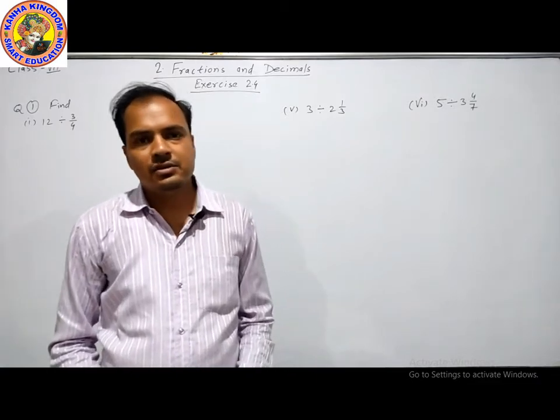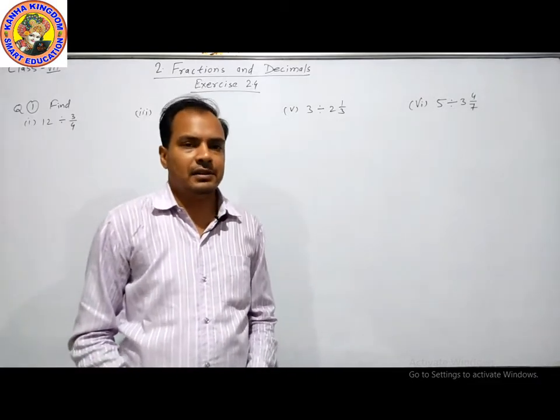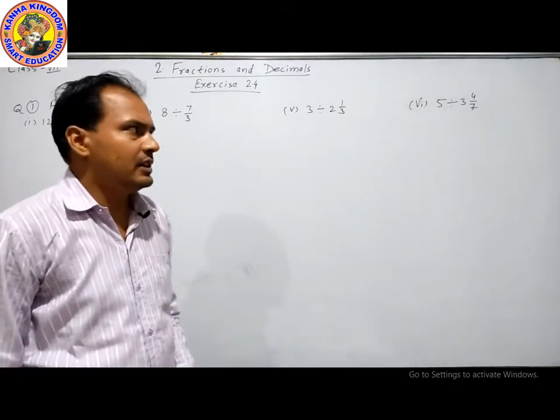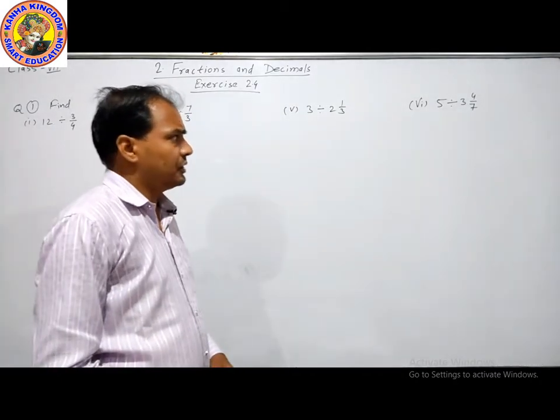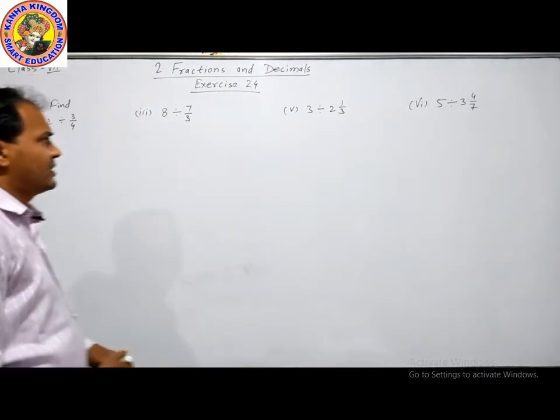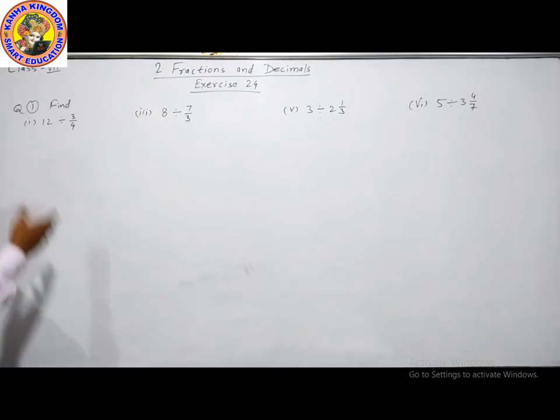Our chapter is fractions and decimals. Today's topic is division of fraction numbers. Let's do Exercise 2.4, question number 1. Find 12 divided by 3 upon 4.